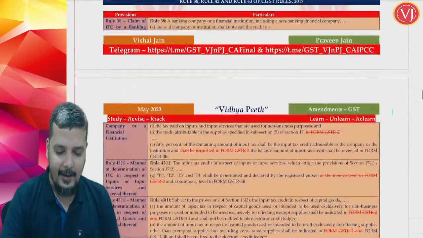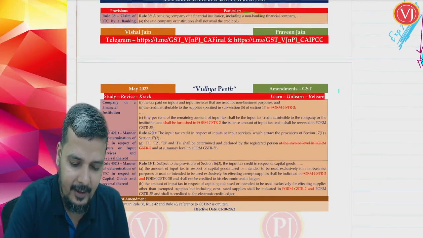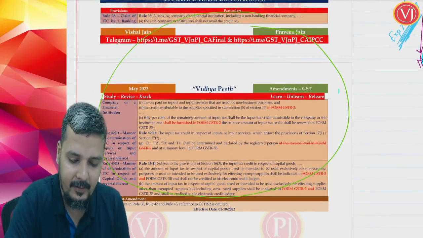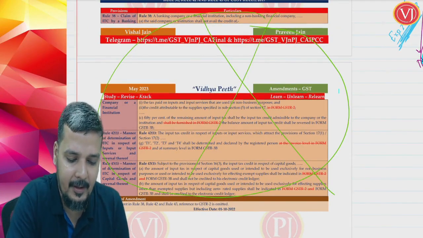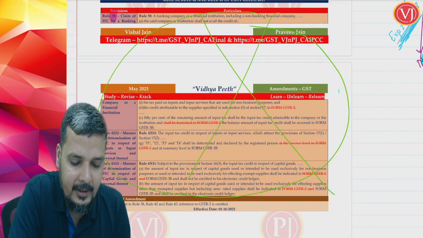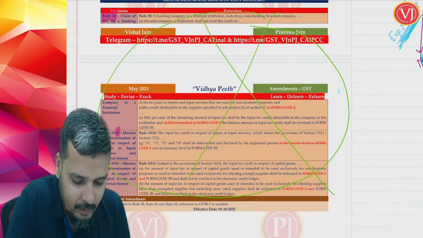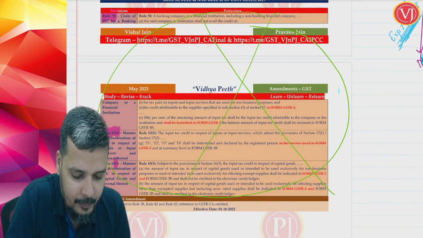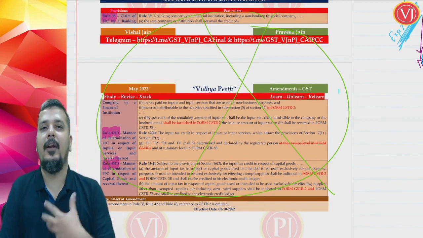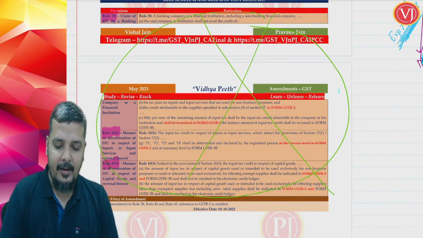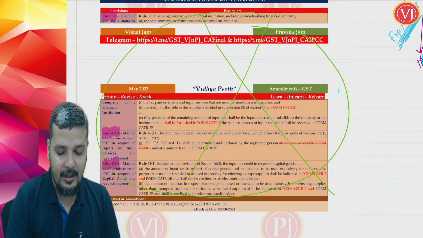And other points you need not even focus on: there are other places where you find amendments. Forget about these places, because you will find that there is an amendment in your Rule 38, where you are talking about proportionate credit by banks and financial institutions. Rule 42, pro rata credit on inputs and input services. Rule 43, pro rata credit on capital goods, proportionate credit. In all these places there is a reference to section, there is a reference to GSTR 2.